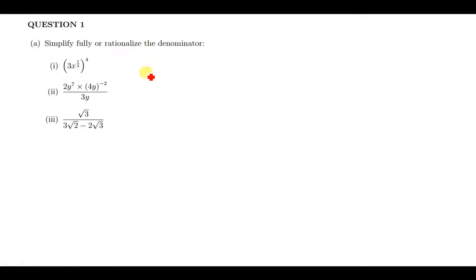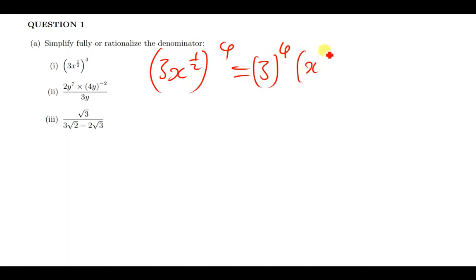Alright, so let's quickly move on to this. So we have 3x to the power 1 over 2, everything raised to the power 4. So this one is just the same as you distribute this 4 to everything in the brackets there. So we're going to have 3 to the power 4, and you also have x to the power of 1 over 2, and then to the power 4.